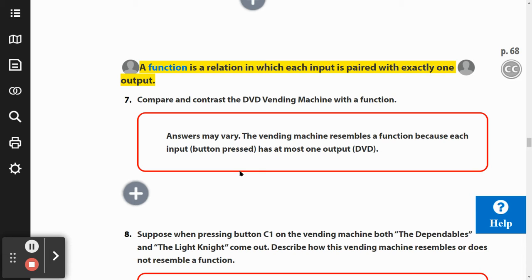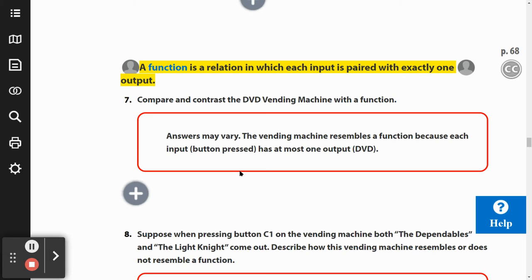Again, suppose when pressing the button C1 of the vending machine, both the Dependables and the Light Knight come out. Describe how this vending machine resembles or does not resemble a function. We're doing number 8. Think about it for 5 seconds, and then raise your hand.